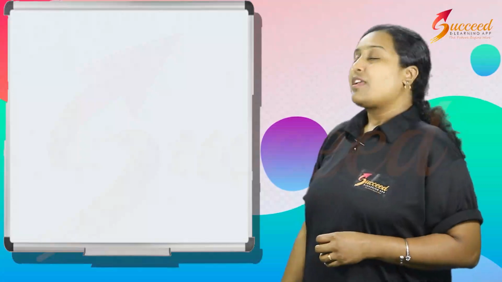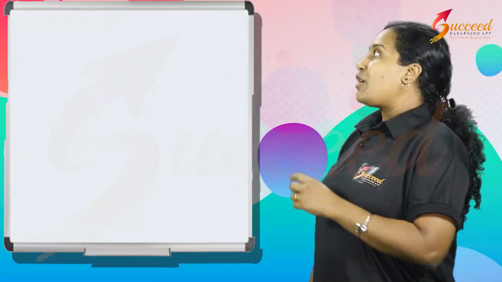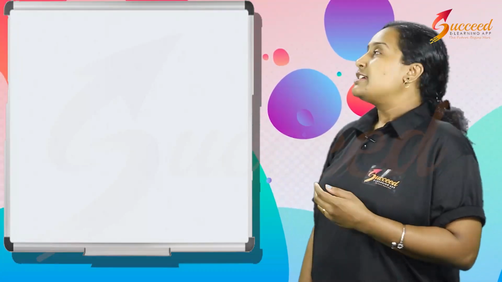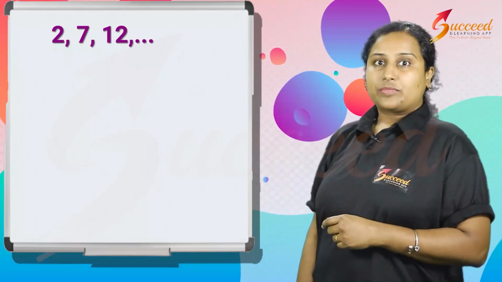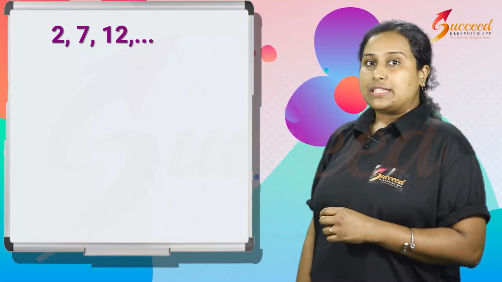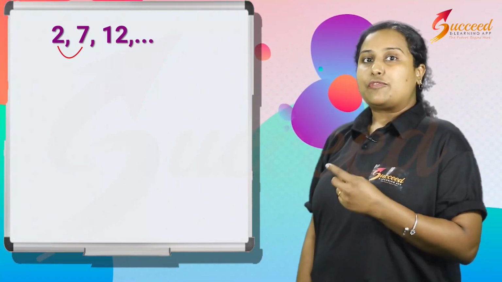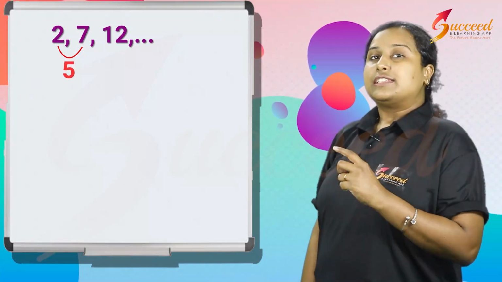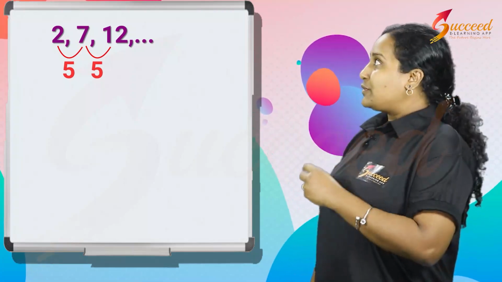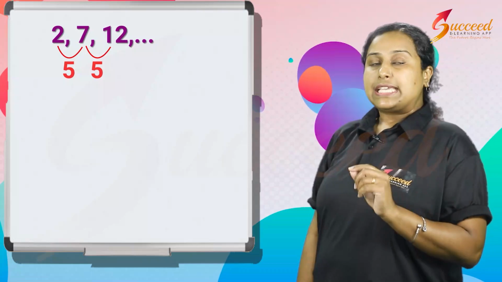Now let us learn more about finding the nth term of an arithmetic progression by solving few problems. Let us consider this example where we need to find the 10th term of this particular arithmetic progression. The sequence begins with 2, 7, 12 and so on. Here the first term is 2. The second term is 7. That means the difference between second term and first term is 5. And the difference between third term and second term is also 5. That means the difference is 5. So d is equal to 5.